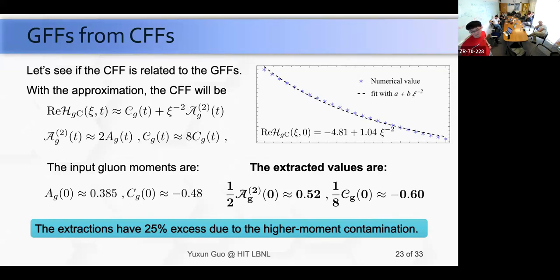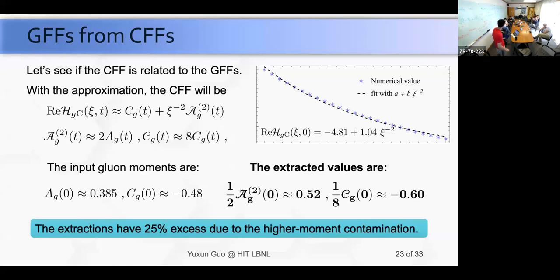What we can read from this plot is that the AG here, if you take the half, is 0.5, and the CG here is negative 0.6. So this is not very far away from this. If you look at it, the extracted value is about 25% larger than the input leading moments. In this expression there are actually higher moments, and we only calculate approximately with the leading term. So there's going to be some higher order moment contamination that accounts for the extra 25% in this coefficient. This is actually this plus higher moments. So this looks nice, of course.